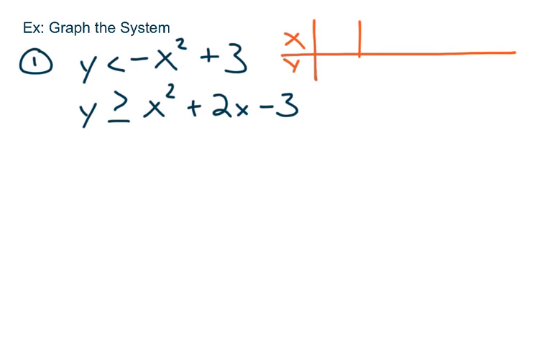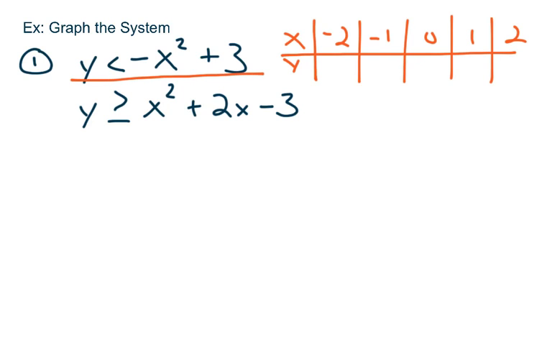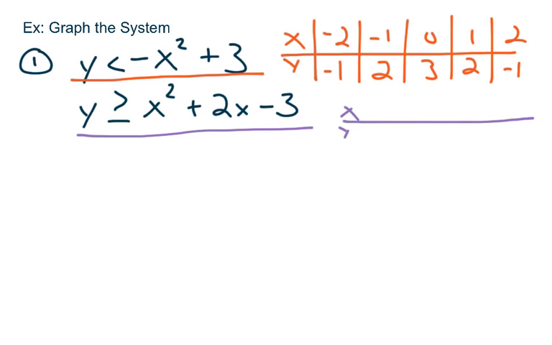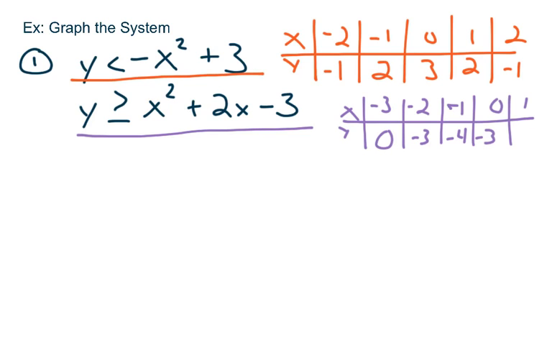So I'll do the first one here in red. 1, 2, 3, 4, get me 5 points, and then we'll have -2, -1, 0, 1, and 2. I'll just underline this in red. The y values here, -1, 2, 3, 2, -1. I'll do the second one in purple. Okay, so x, y. Our x values here, -3, -2, -1, 0, and 1. Our y values, 0, -3, -4, -3, and 0.